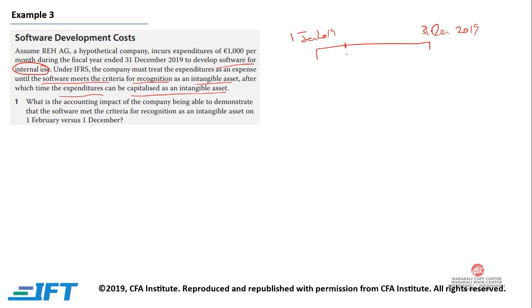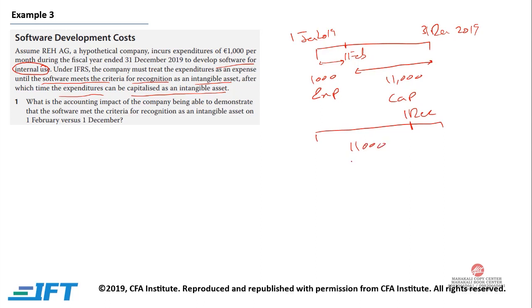So if the criteria is met on 1st Feb, this $1,000 needs to be expensed and this $11,000 would be capitalized. And if the criteria is met on 1st December, then 11,000 would be expensed and 1,000 would be capitalized.